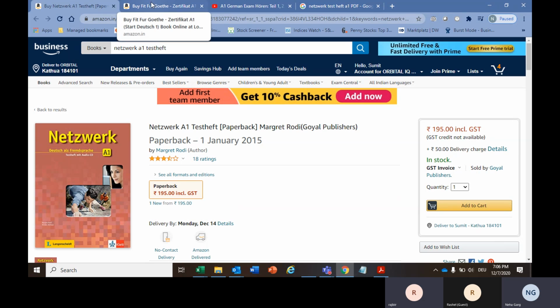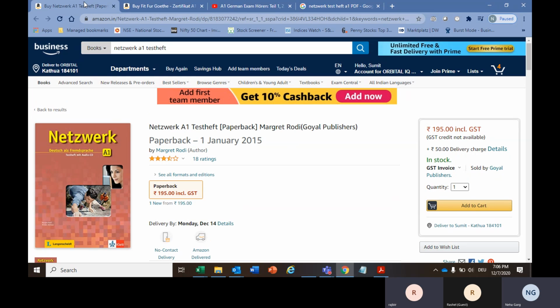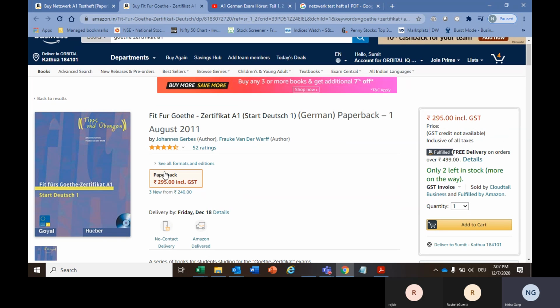Is it along with solution, ma'am? Yes, both the books come along with solutions, and I think they come with one CD also for Hören practice. Yeah, both of them will be with CD, so you can take either of them.